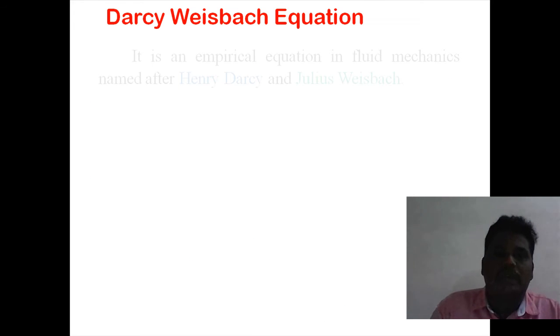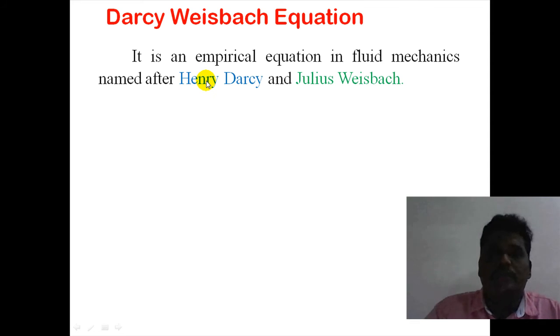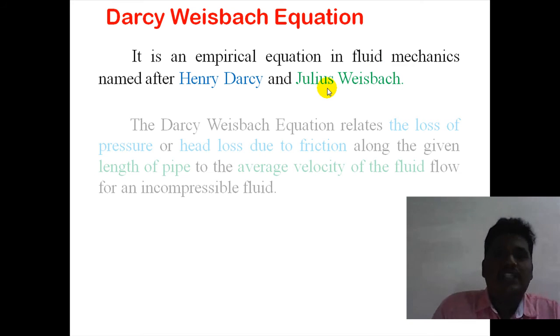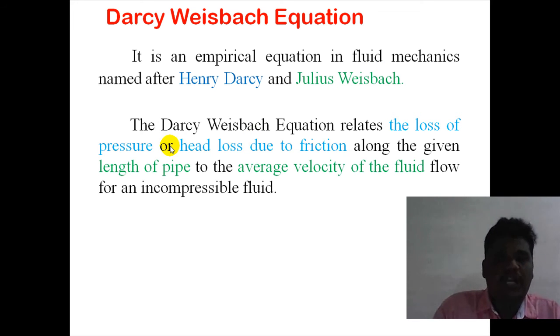Next, the Darcy Weisbach equation. This is an empirical equation in fluid mechanics named after the scientists Henry Darcy and Julius Weisbach. Weisbach derived the expression for the friction factor. The Darcy Weisbach equation relates the loss of pressure, or head loss, due to friction along a given length of a pipe to the average velocity of the fluid flow for an incompressible flow.